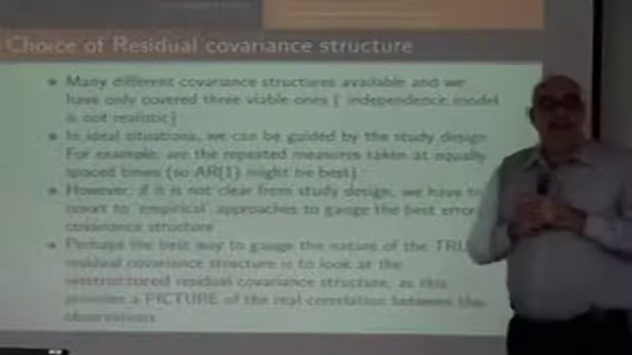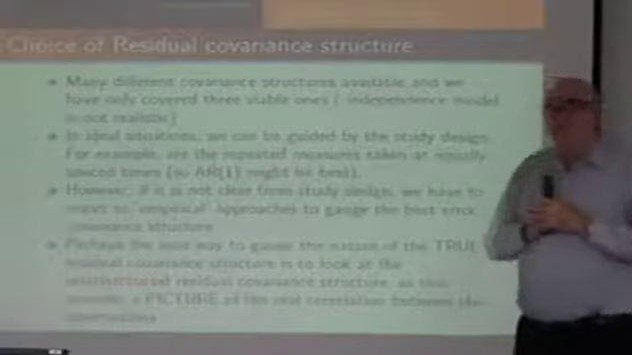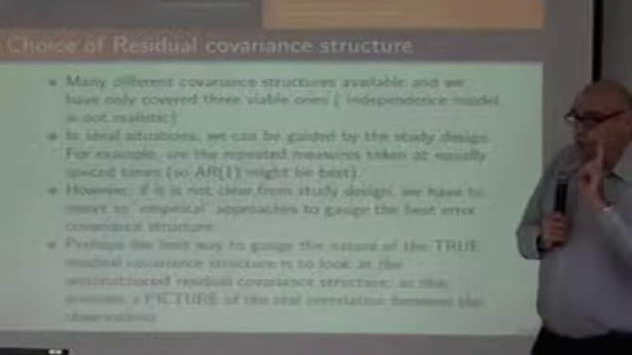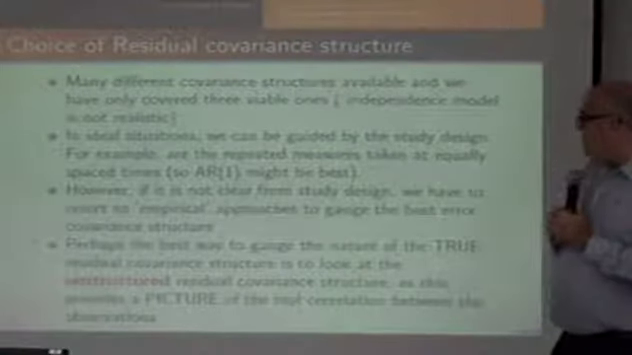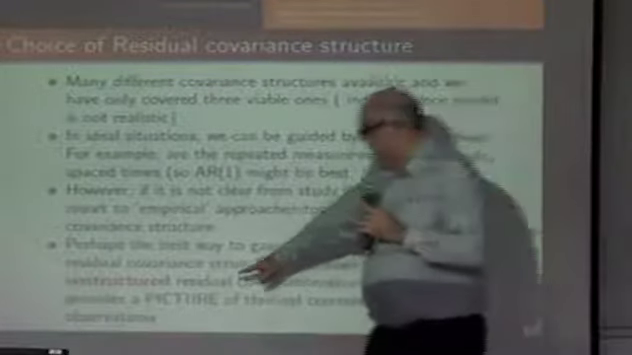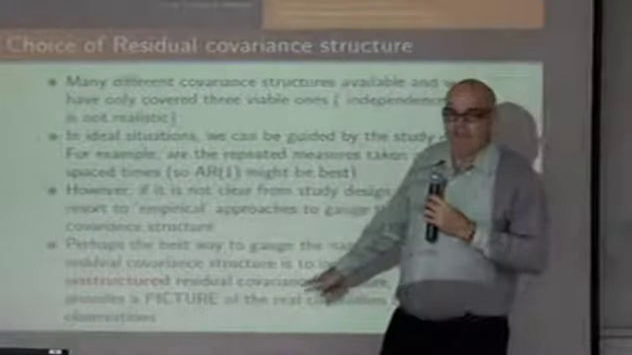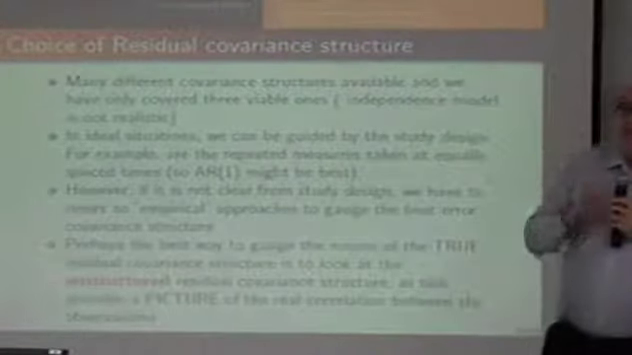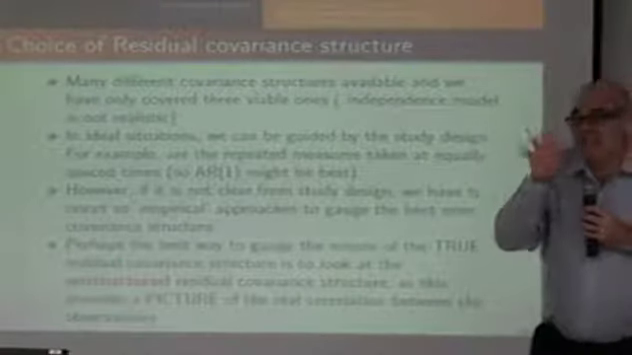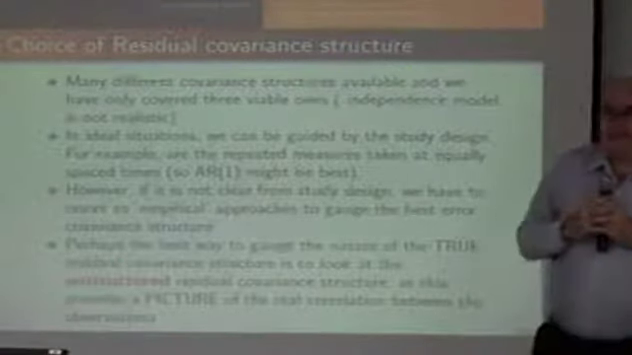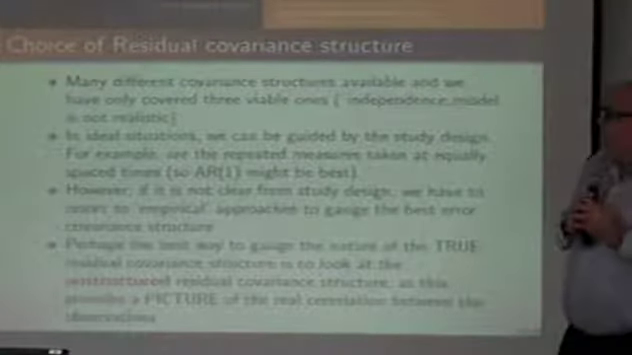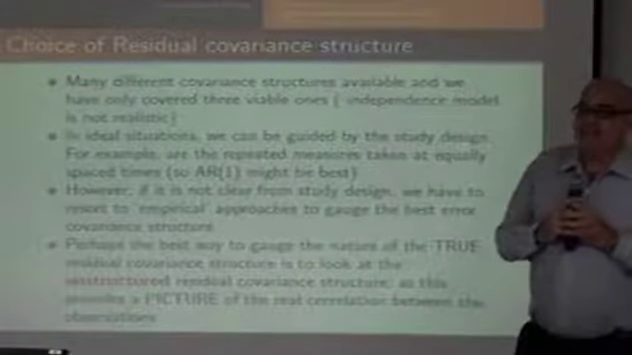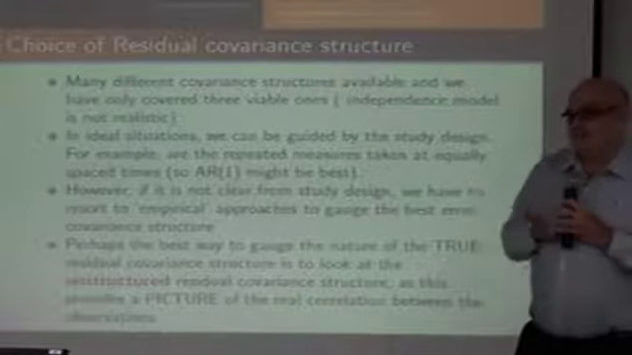However, if it's not clear by study design, we need to be a little bit empirical about it. We need to look at the data and see what it tells us. Now there's 2 ways we can do that. First, we can look at the unstructured residual covariance matrix. That gives us a picture of reality, okay? By estimating that, we can actually see what the true residual covariance structure is likely to look like. The other way is to fit, for example, all 3 and see what the AIC tells us. Lower AIC is better, remember.